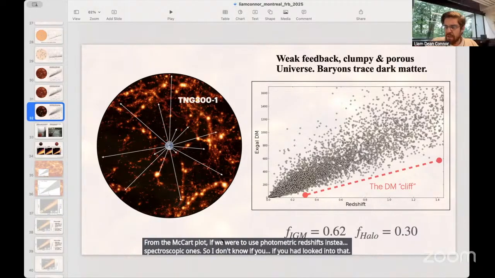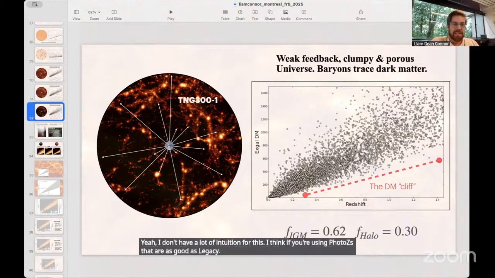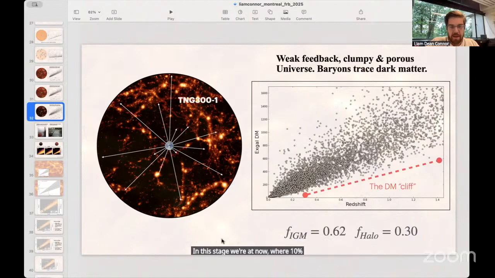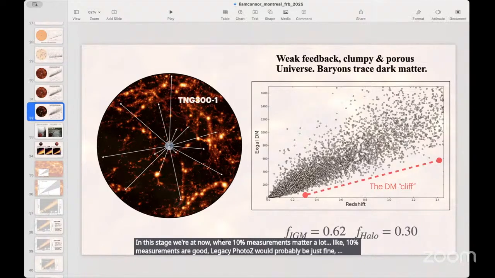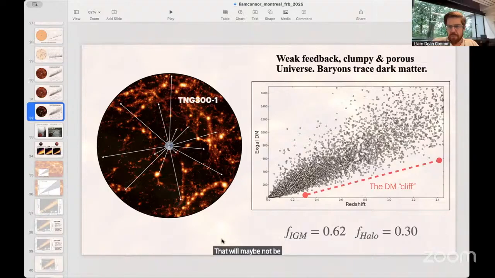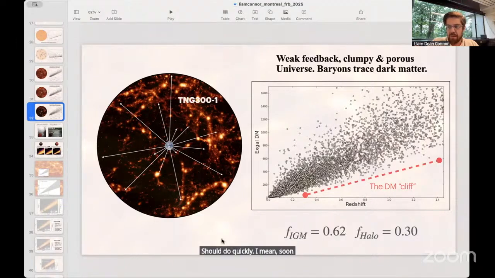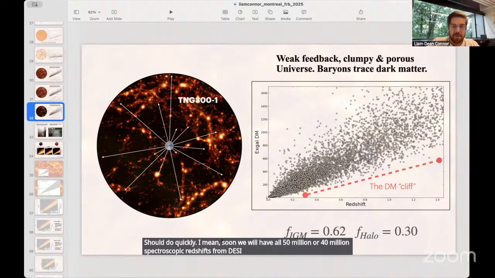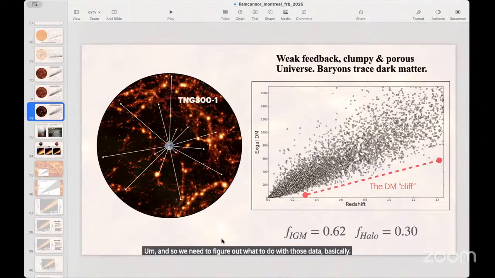Yeah, I don't have a lot of intuition for this. I think if you're using photo-z's that are as good as Legacy, in this stage we're at now where 10% measurements matter a lot, legacy photo-z's would probably be just fine, honestly. That will maybe not be true in the future, but it's absolutely a question we can forward model and should do quickly. Soon we will have all 50 million or 40 million spectroscopic redshifts from DESI, 10,000 FRBs, and of order a billion photo-z's. And so we need to figure out what to do with those data, basically. Got it. Thank you. Great.